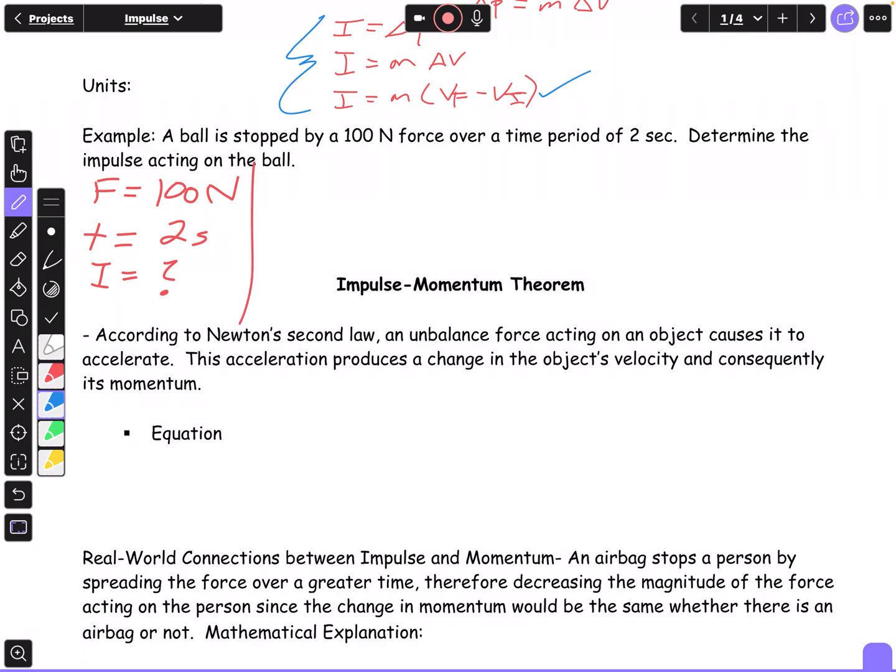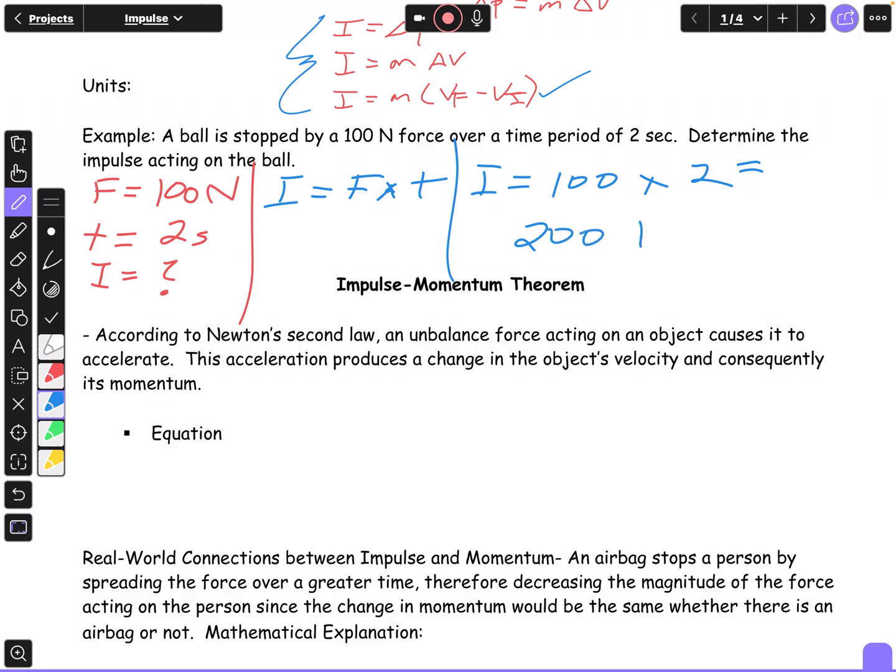My equation, the equation I'm going to use for this one, is I equals F times T. I have to pick the one that my givens will tell me to use. And then I is equal to force, 100, times time interval, 2. And that would give me 200.